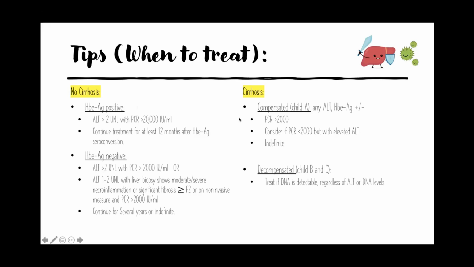But it's different for patients with cirrhosis. So we will treat regardless of their ALT or HBe antigen status. And it would be different if it's compensated versus decompensated. So for every patient with decompensated liver disease, we treat regardless of everything. And for compensated, they need to have PCR more than 2,000 and they need to be treated indefinitely.